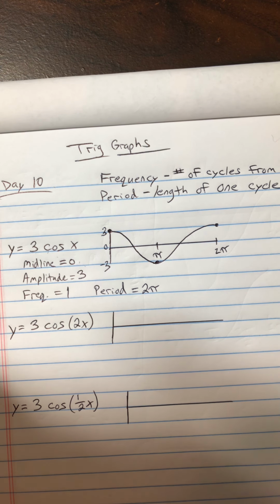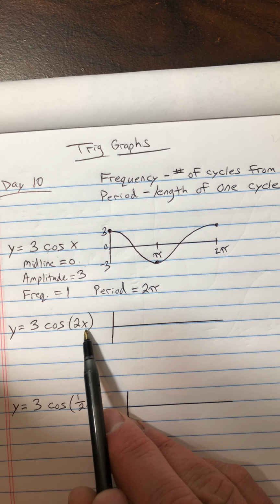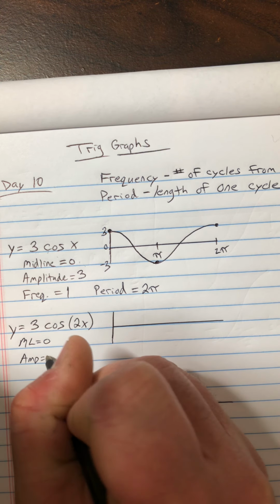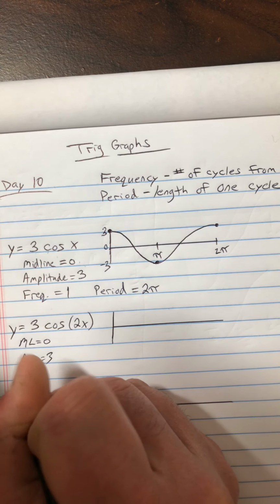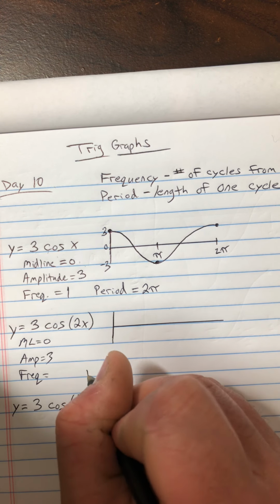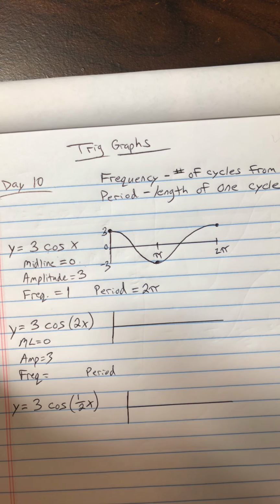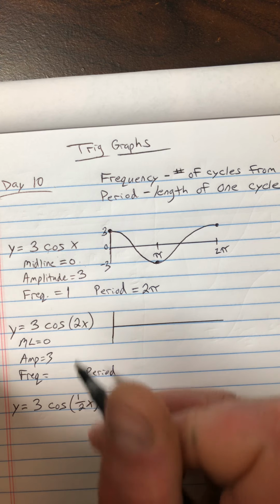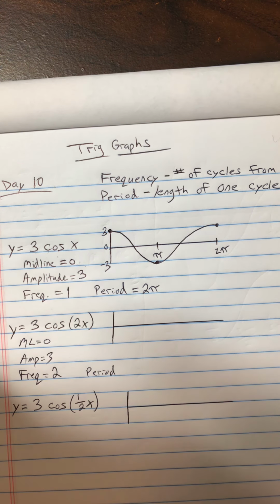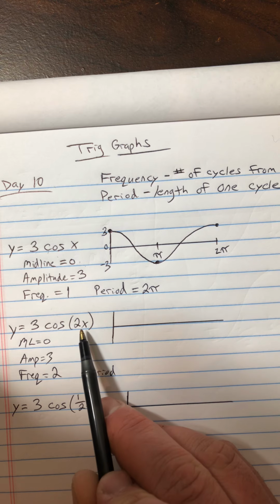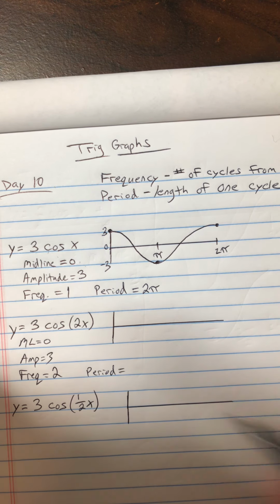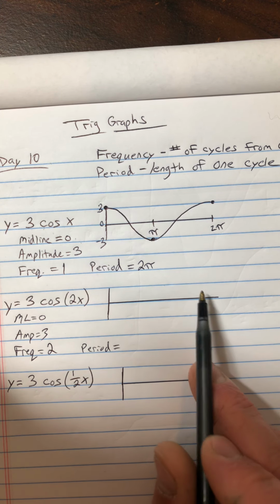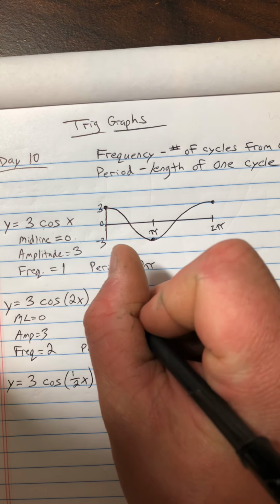Next one, very similar, 3 cosine of 2x. So everything is pretty much the same. Midline, still 0. Amplitude, still 3. The frequency, though, is actually in the equation. This 2 right here is actually the frequency. You didn't know that yet, but now you do. So frequency is actually written in the equation. The period, we can get to that in a second. If you think about it though, I'm going to see 2 cycles from 0 to 2 pi. Let's graph this real quick. Same idea, starts at 3.